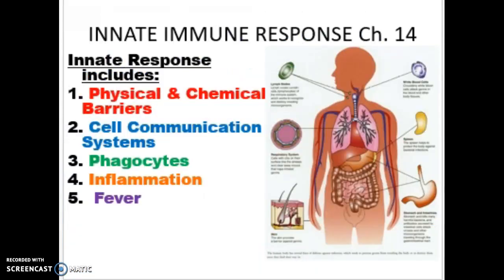So we're going to be starting by talking about the innate immune response. The innate response includes physical and chemical barriers, cell communication systems, phagocytes, inflammation, and fever. I know that in your packet, you either have one extra listed there or not enough, so either add or cross it off. We're going to be talking about each of these a little bit more specifically.